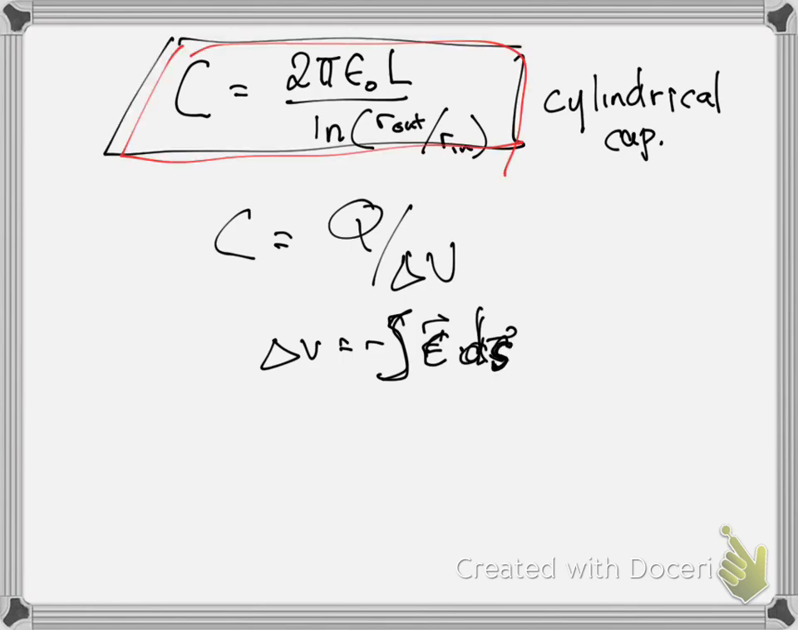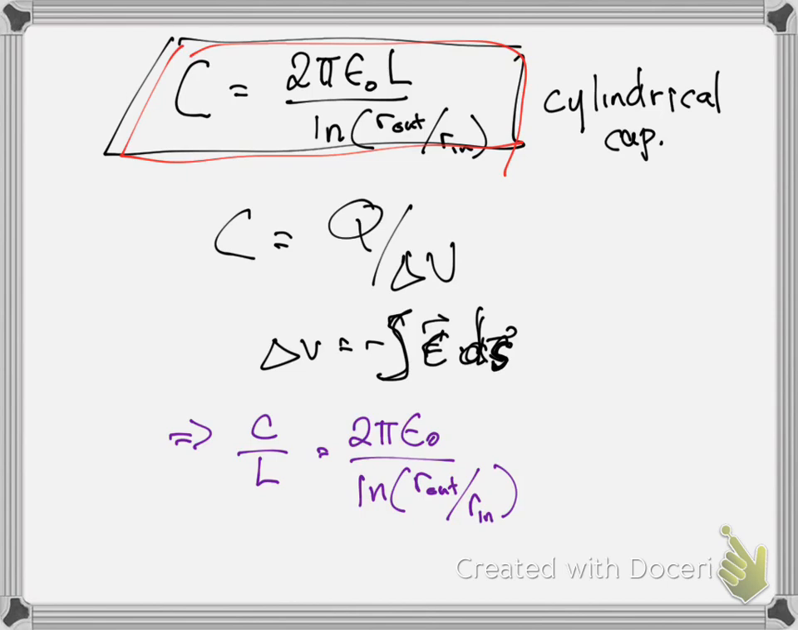And notice that what's in the box, which is the result, is dependent on the length L, like we said: twice the length, twice the capacitance. It's got more places to put charges. Or we can talk about the capacitance per unit length, as written in purple here.